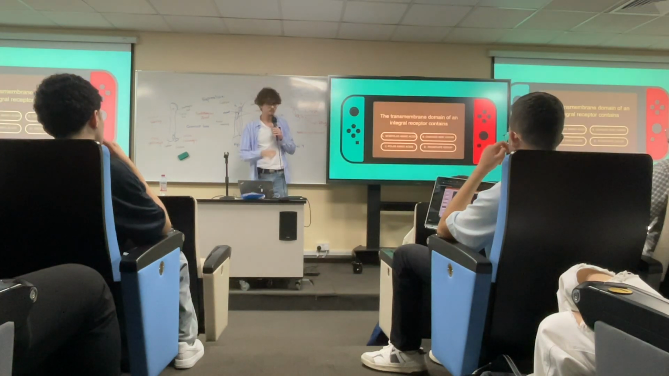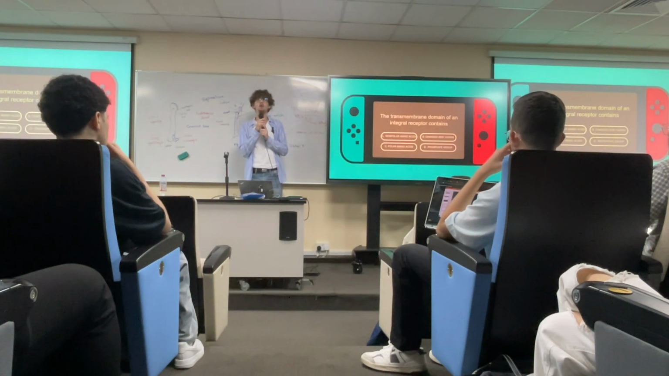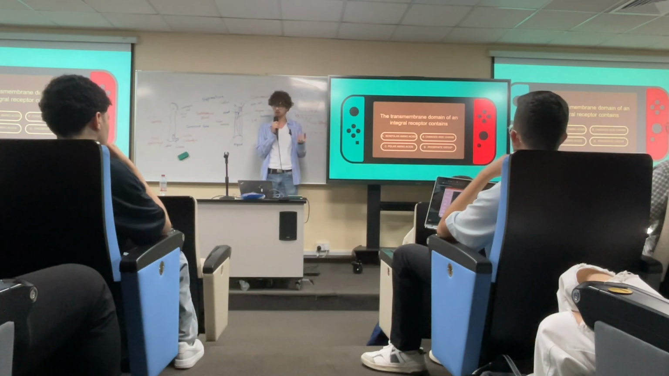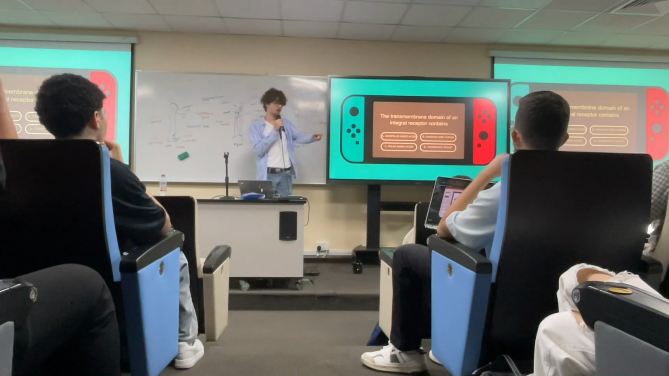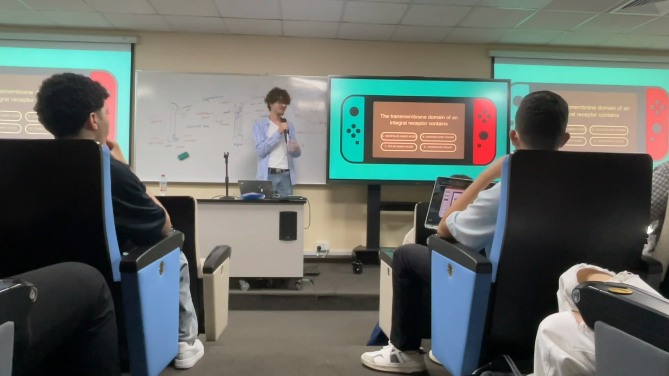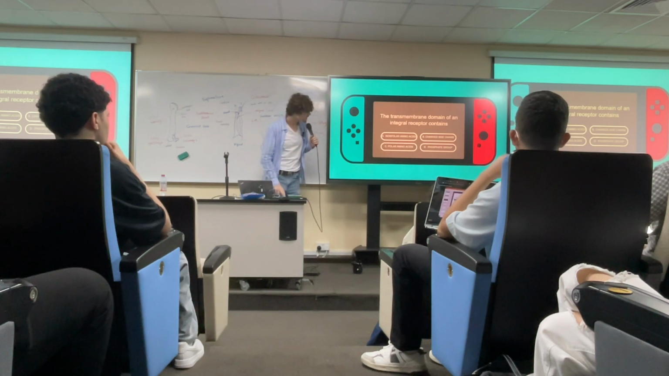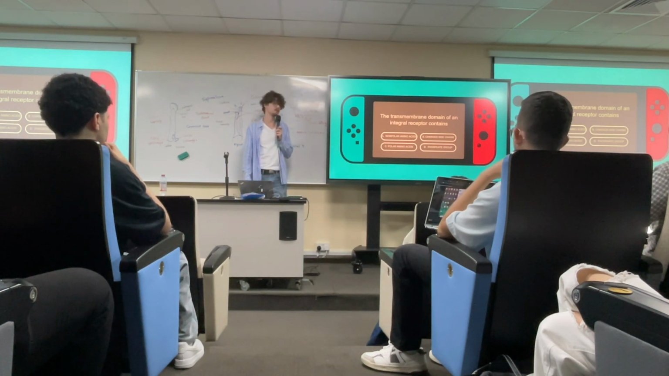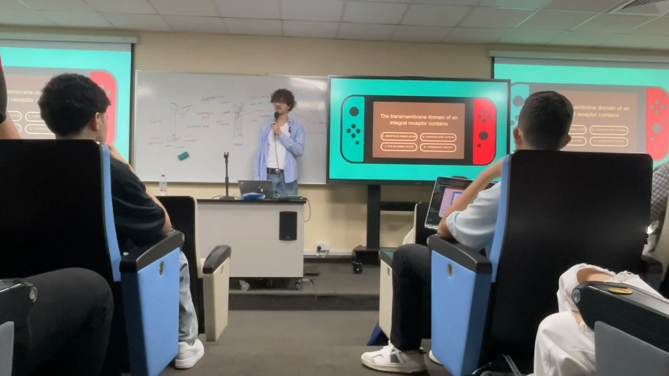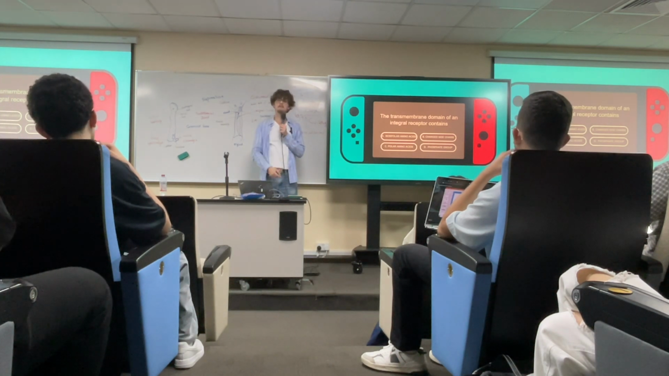Then you have the second part, so I'm going to ask you about the cell membrane now. In the sense of the transmembrane domain of any integral receptor, what does it contain, or what should it contain? Is it D, phosphate group? No, it does not contain a phosphate group, sadly. Does anyone have any ideas? Come on up.